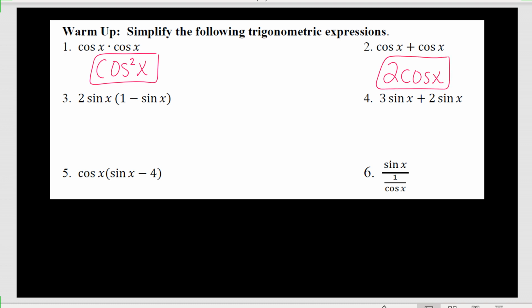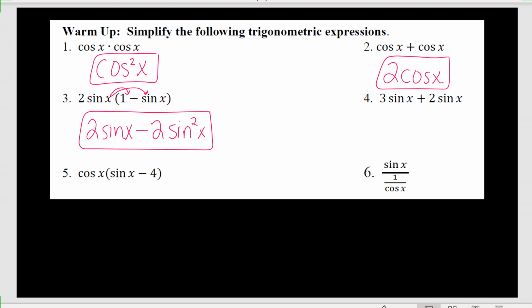Number three, 2 sine of x multiplied by the quantity of 1 minus sine of x. Use your distributive property and multiply both of the terms by 2 sine of x, giving us 2 sine of x minus 2 sine squared of x. Awesome. And then example 4 is 3 sine of x plus 2 sine of x. Okay, cool. Just add those coefficients. 5 sine of x.